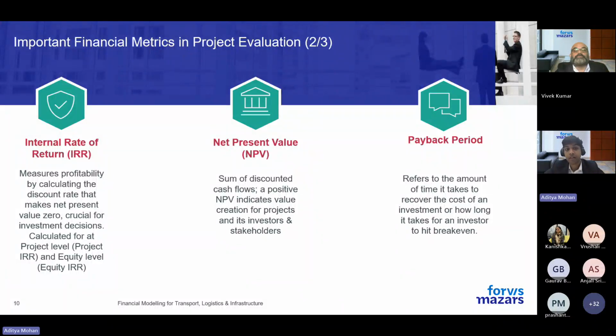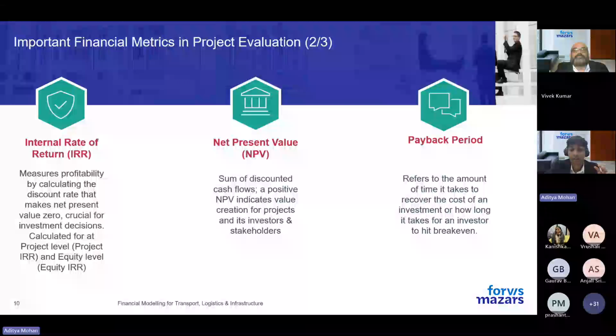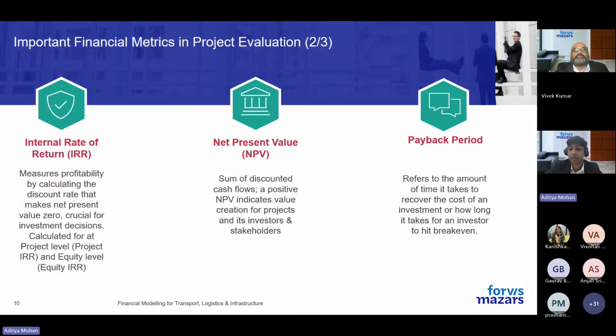Now, payback period: this refers to the amount of time it takes to recover the cost of an investment, or how long it takes for an investor to hit break even. This does not consider the time value of money, whereas IRR and NPV do that.